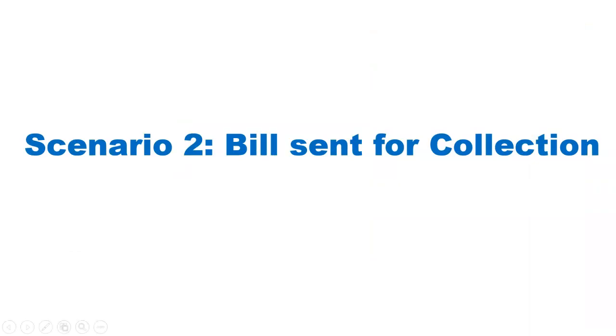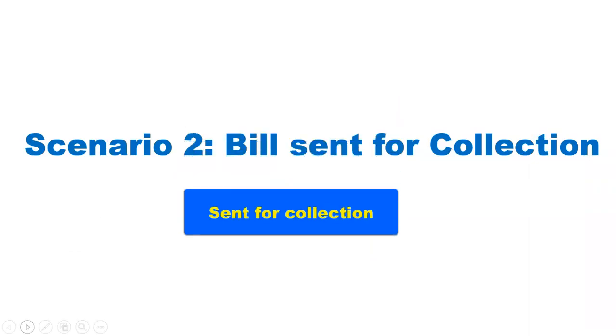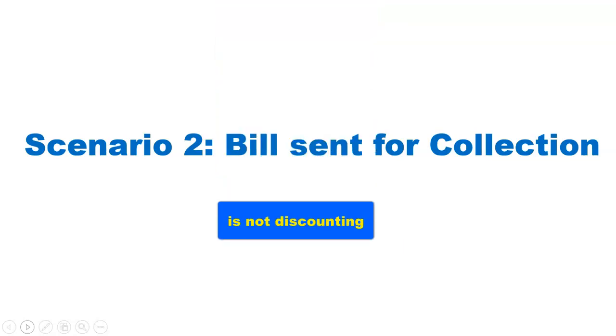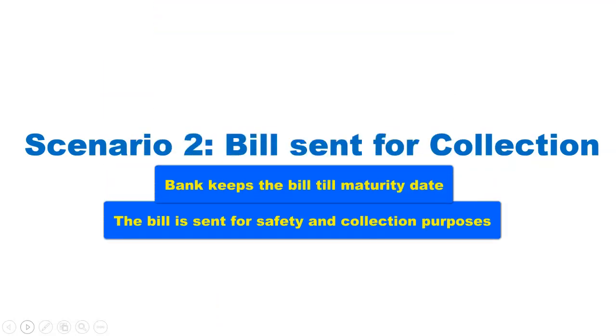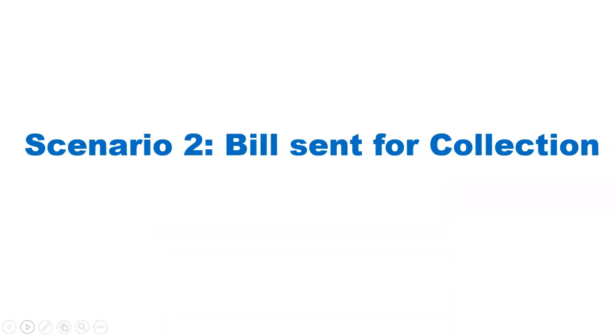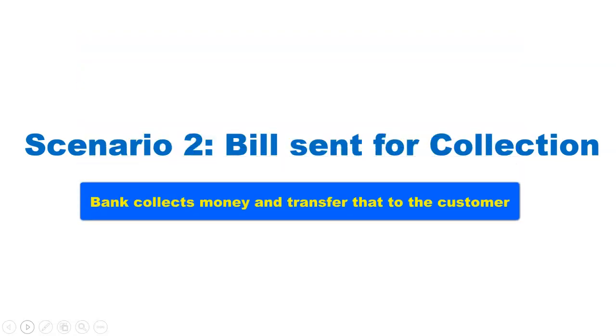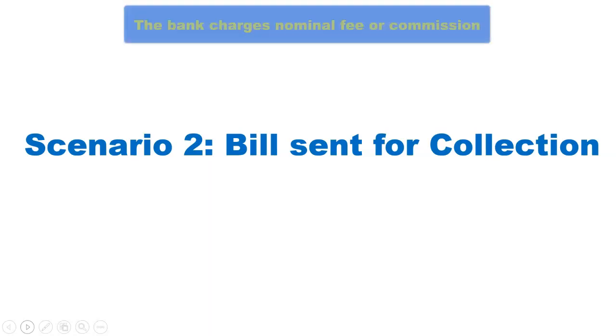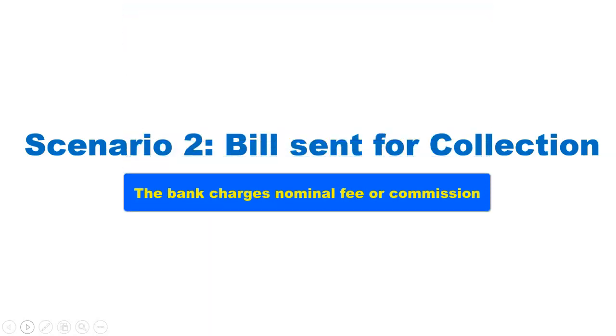If a business has numerous bills it got from various debtors, it may send these bills to its banker for collection purposes. This is not discounting of a bill of exchange. The bill is sent for safety and collection purposes. The bank keeps the bill in its custody till the due date, and on the due date, the bank will present the bill to the acceptor. After collecting the amount, the bank transfers the amount to the account of its customer by giving credit to his account. The bank charges some nominal fee from the customer for the services rendered.